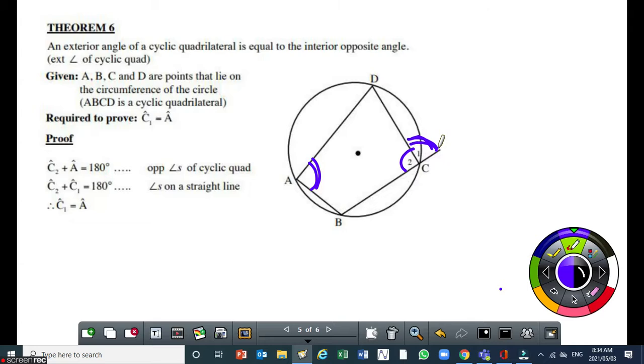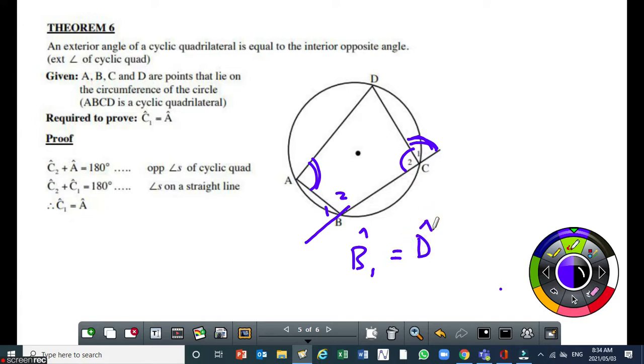Okay? Now, if I produce CB on the other side, like that, I can end up having here B1 and then B2. So angle B1 will be equal to angle what? Will be equal to angle D.